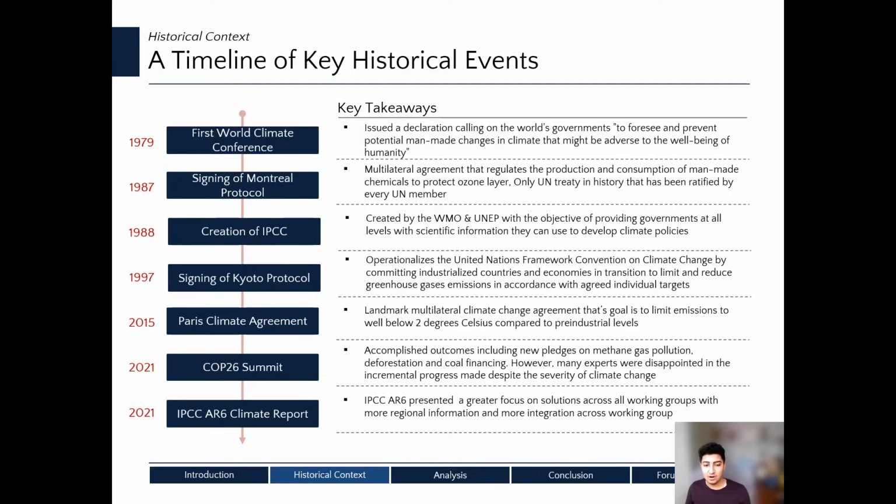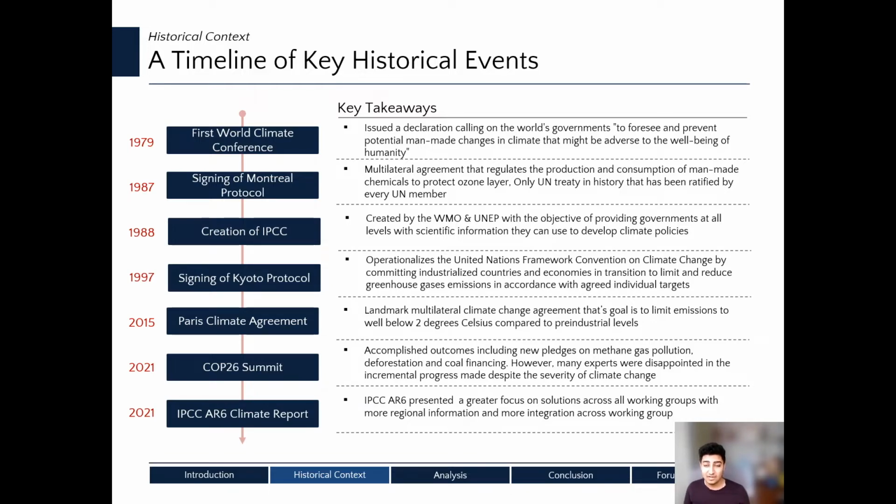So now, before we go more in depth on the IPCC and the specifics of this report, it's important to understand the historical context that makes this report so relevant. So the first key historical event related to climate change, particularly from a policy perspective, was the first World Climate Conference in Geneva. And this climate conference issued a declaration calling on the world's governments to foresee and prevent potential man-made changes in climate. And so from this first event, this spurred a series of subsequent events, and I'll outline the key ones that we've seen since this first World Climate Conference.